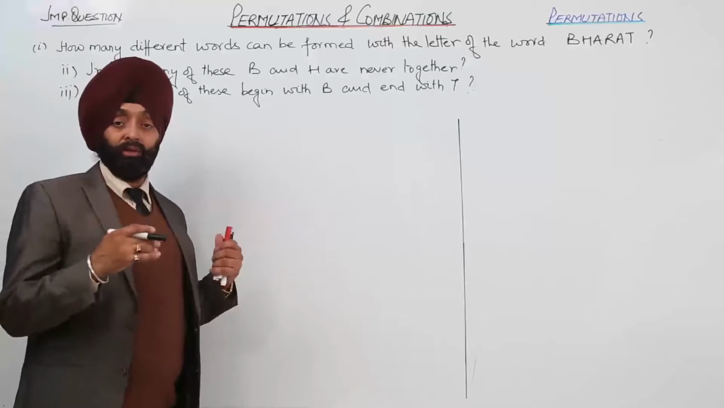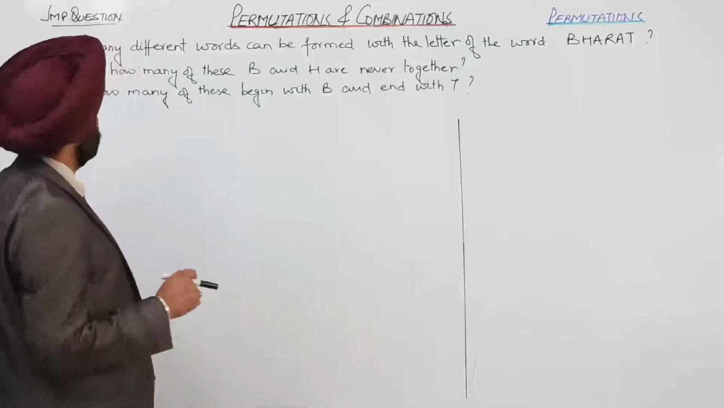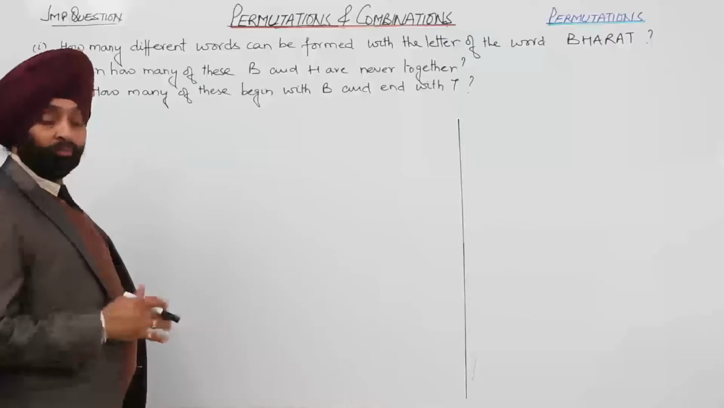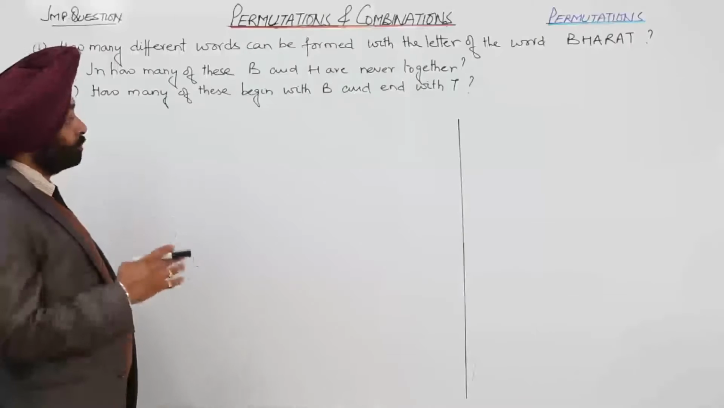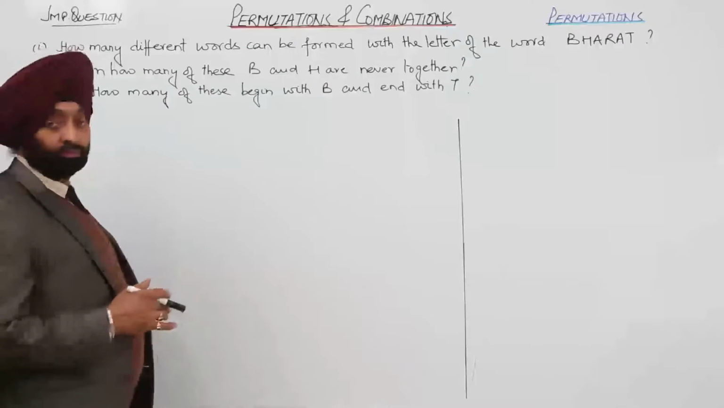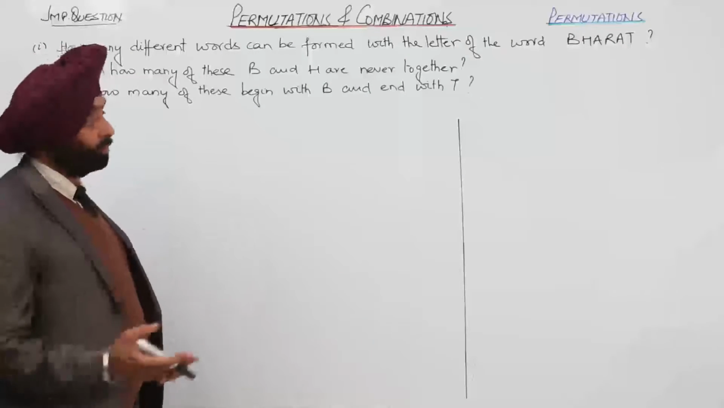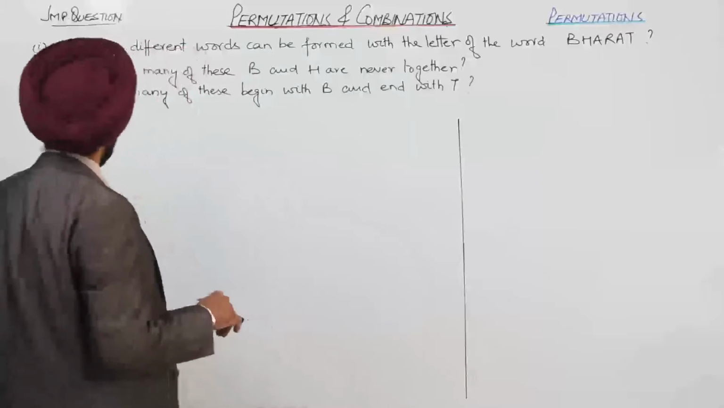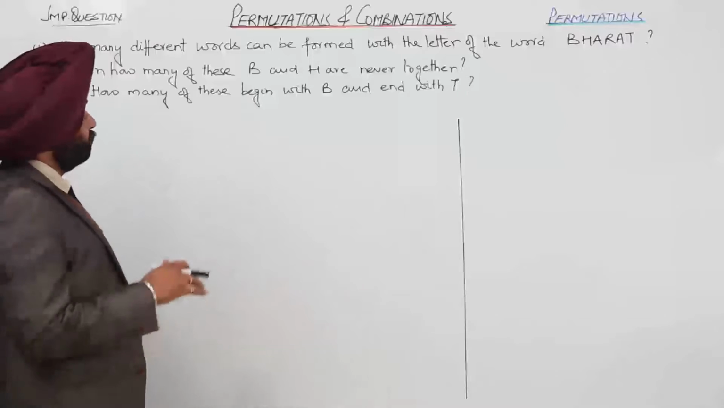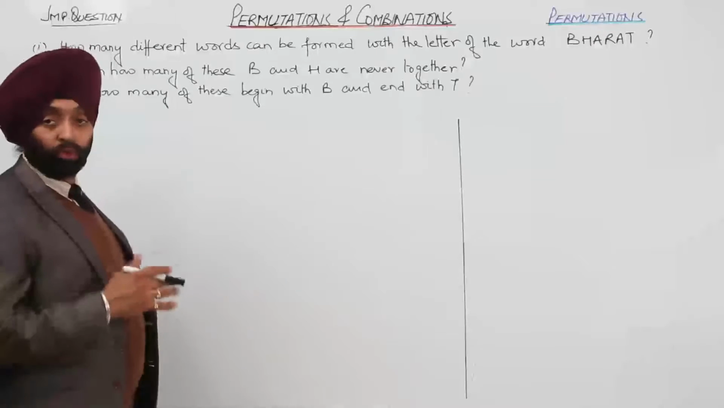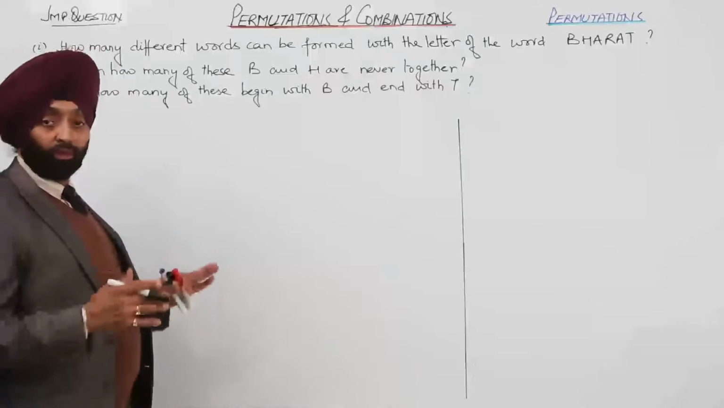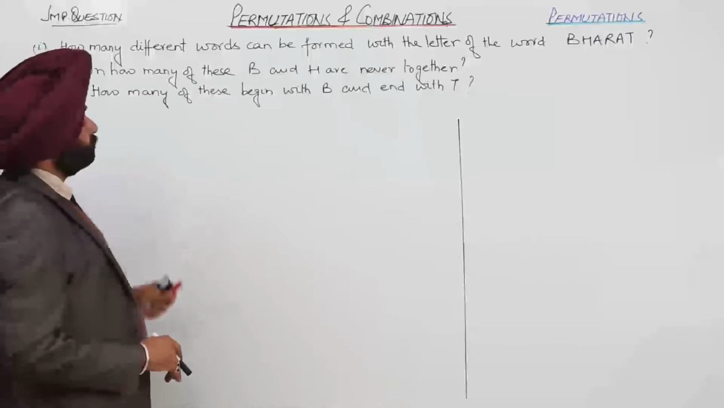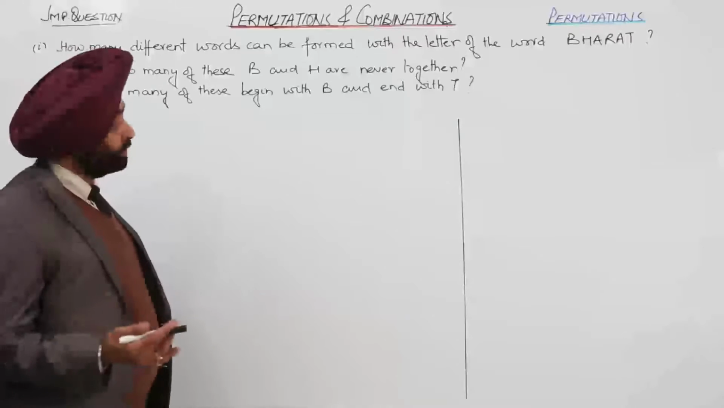Now, a very important question. The question says: how many different words can be formed with the letters of the word BHARAT? First, how many total words we can form, with or without meaning, from the word BHARAT. Second, how many of these have B and H never together. When B and H are never together, how many words will there be? And the third is how many of these begin with B and end with T.